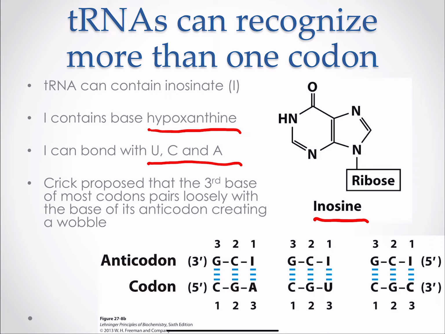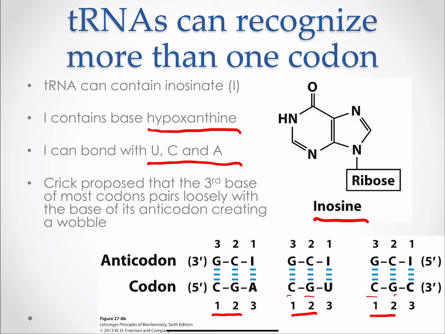And so if you look at your codon, you can see the first 2 bases of messenger RNA are always going to form a very strong Watson and Crick interaction. So those first 2 bases are going to correspond with the appropriate base. So here we have cytosine with the guanine, guanine with cytosine. Here we have cytosine, guanine, guanine, cytosine, etc.